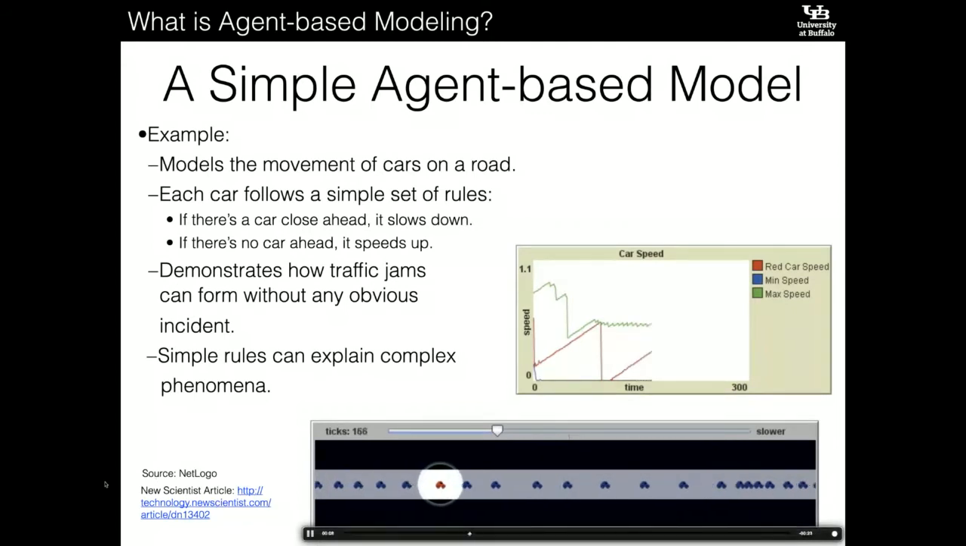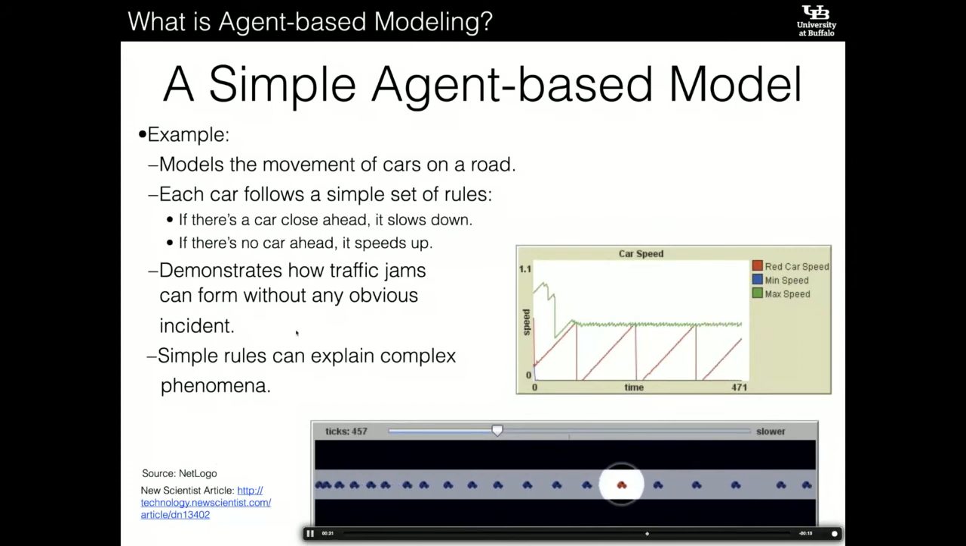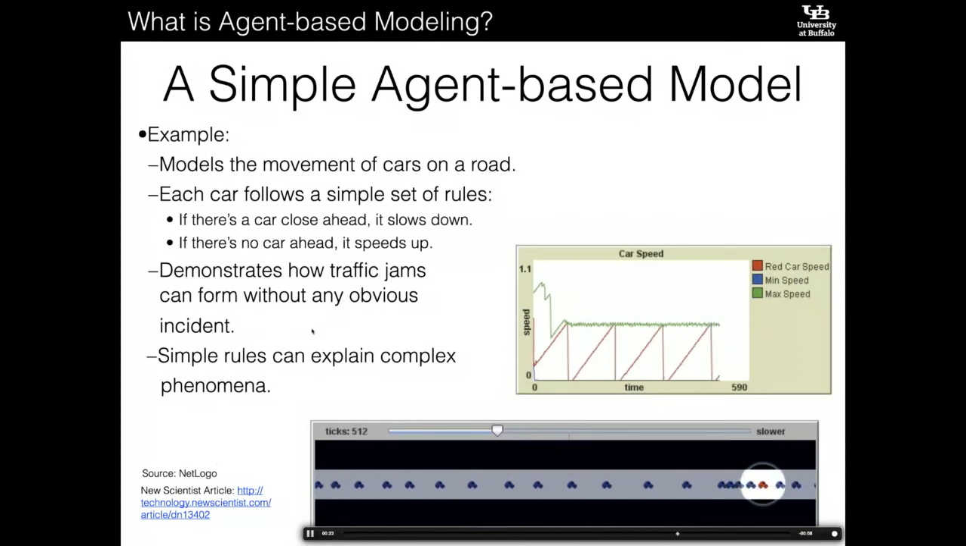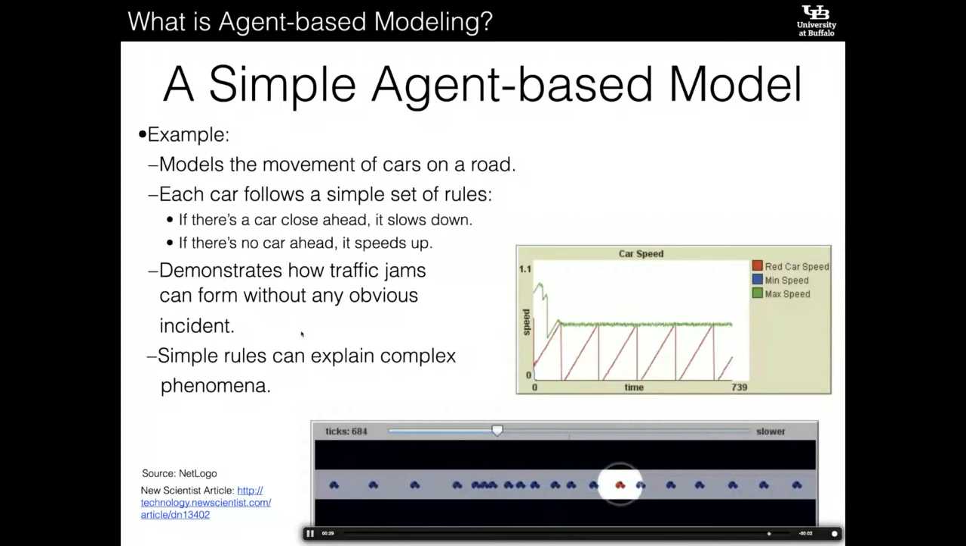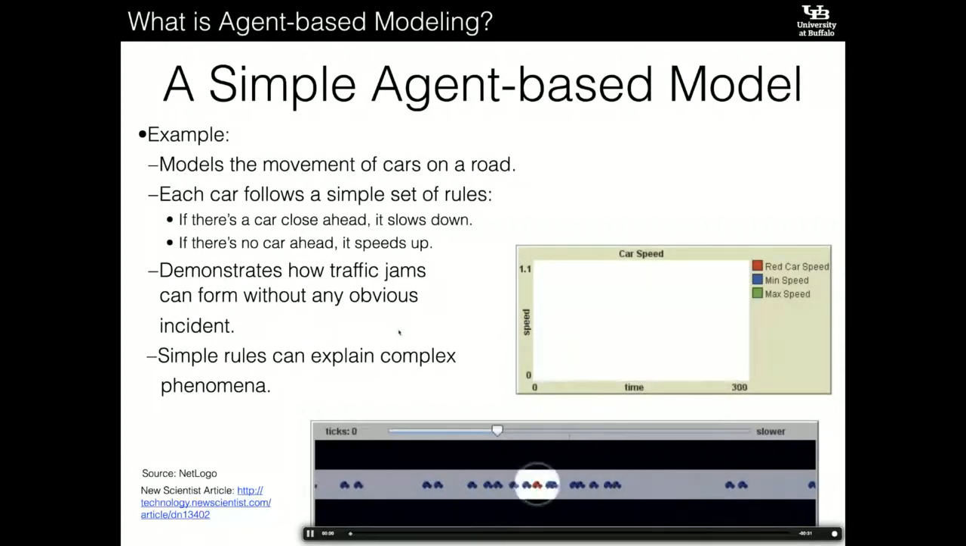And what's interesting is in these types of models, we have individuals all going about their own business, but through the individuals interacting with each other, and here in the environment, interacting on the road, for example, traffic jams form. So this is what you see here, where you have the max speed, which is sort of the average speed of the traffic, and then you have the individual red agent here, and you can see how it speeds up, slows down, slows down over time. And the idea of these types of models is simple rules can explain complex phenomena.